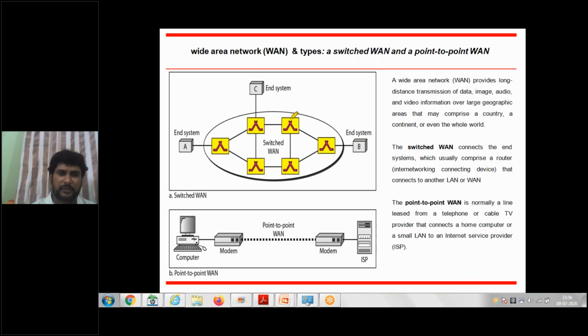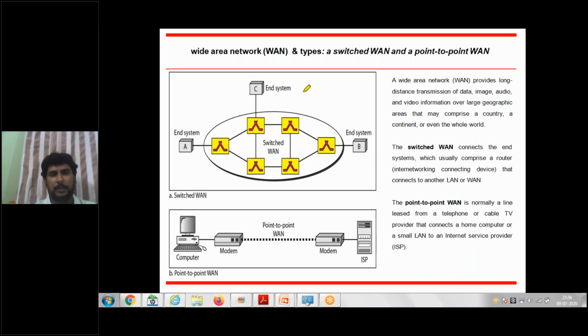Here the routers will act as switches. They are called third-layer switches. And when you are implementing a WAN using switches, we refer to it as a switched WAN. When you are using a dedicated point-to-point leased line to connect two devices, we call it point-to-point.